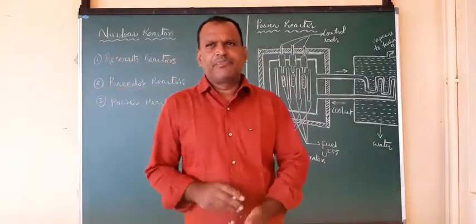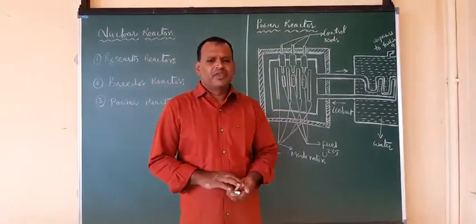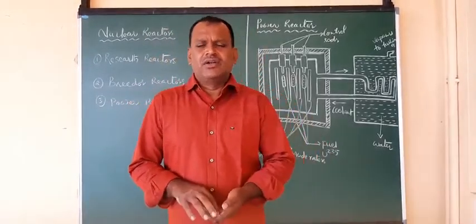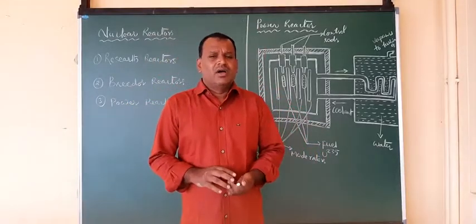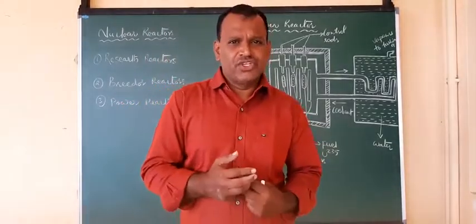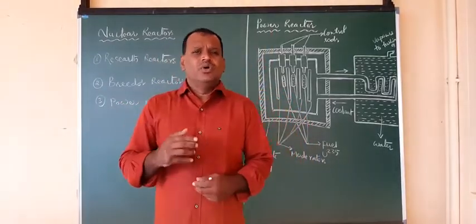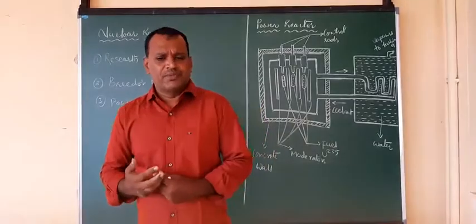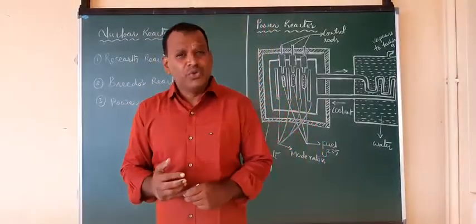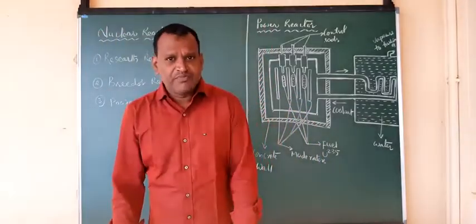Hi students, in the last video we saw that a nuclear reaction, that is a fission reaction, can be a controlled chain reaction or an uncontrolled chain reaction. To get a controlled chain reaction, you have to absorb certain neutrons and allow only one neutron for the next fission, right?